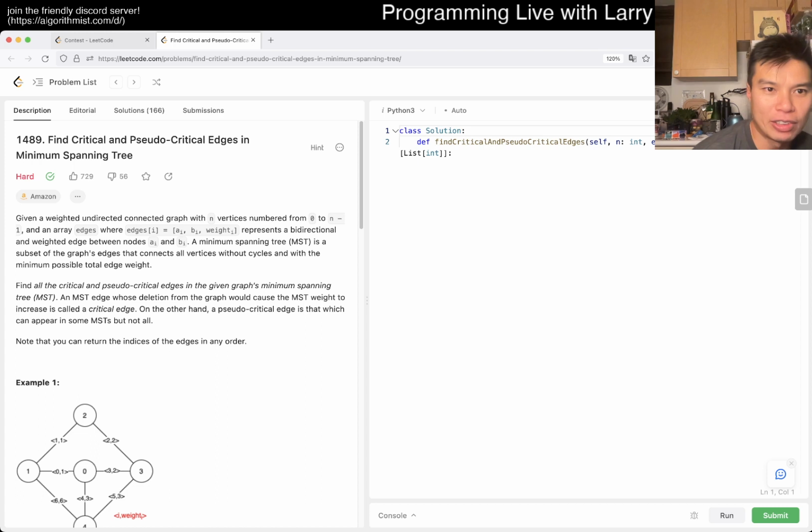1489, find critical and pseudo-critical edges in minimum spanning tree. It's a hard problem, so hopefully we'll get through it.